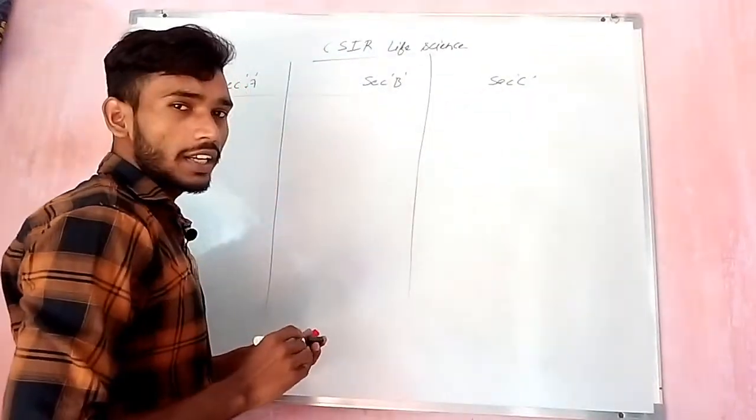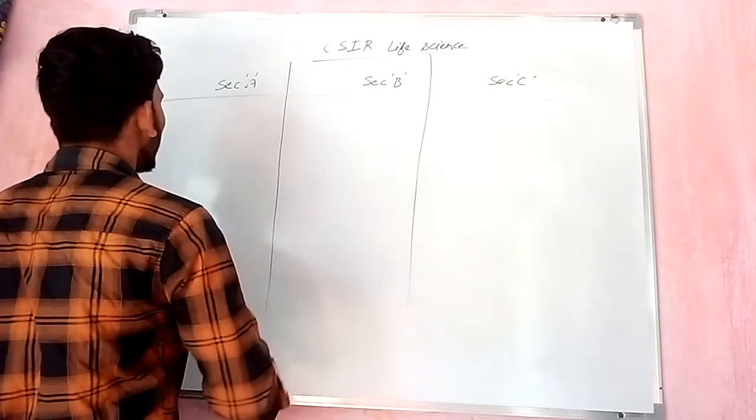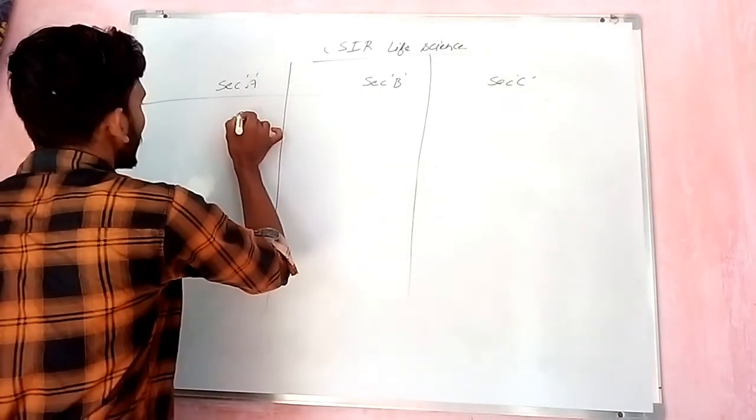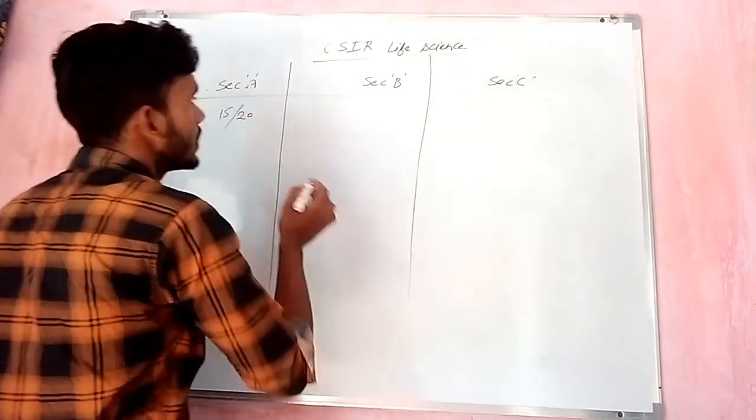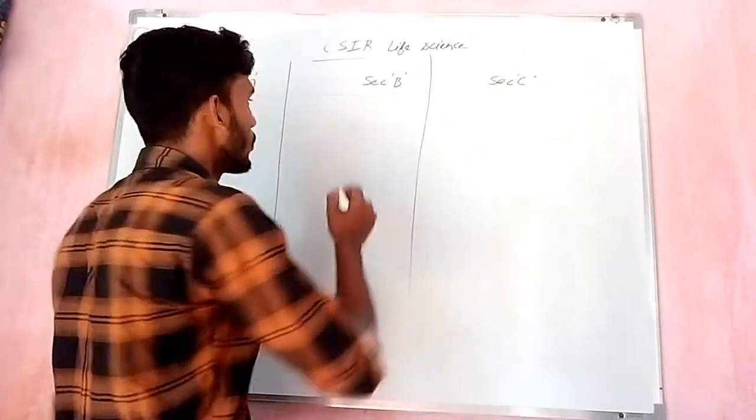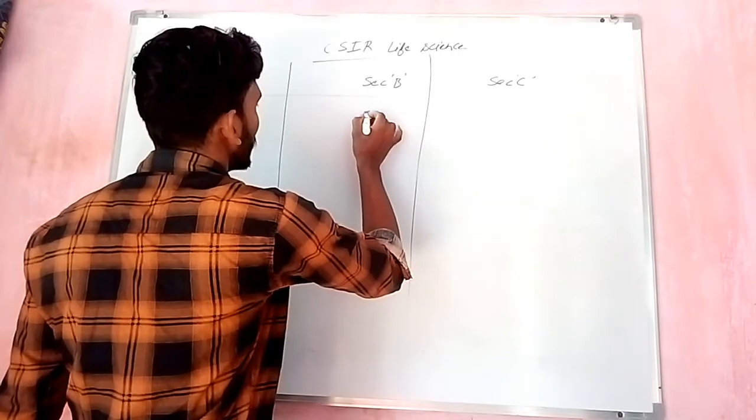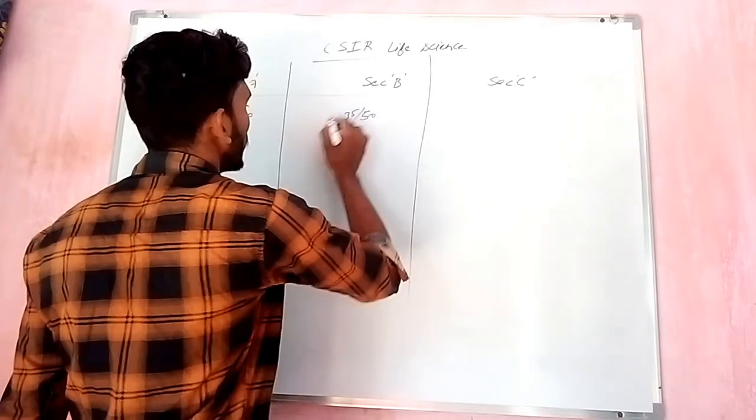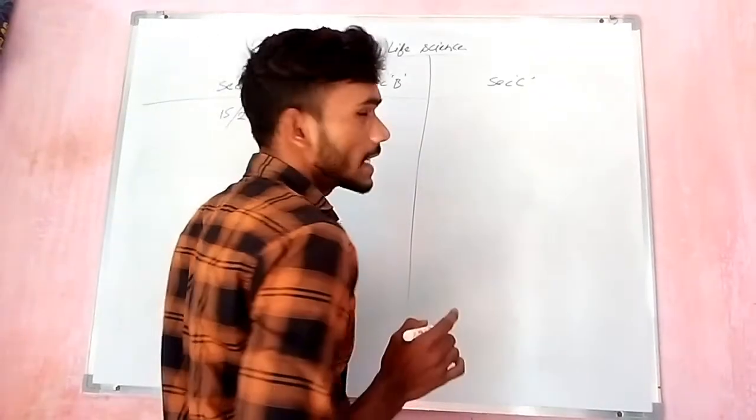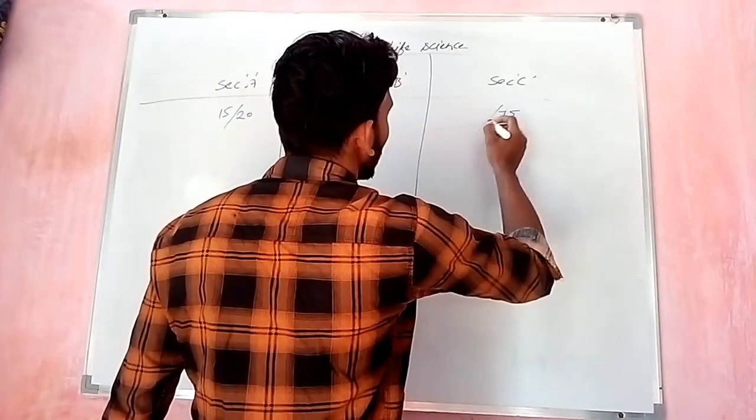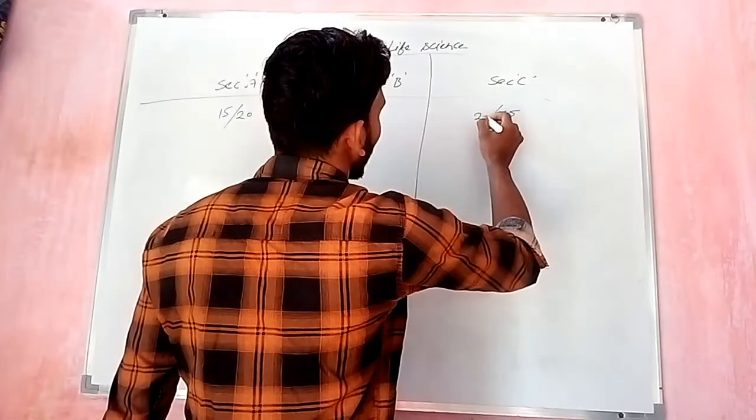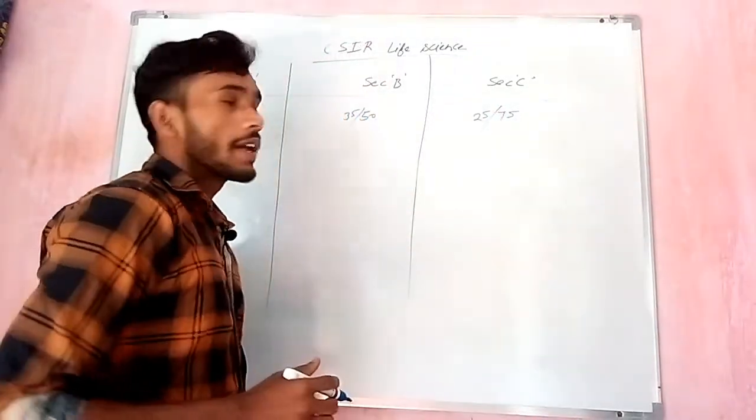In section A, the total number of questions is 20, but we have to attempt 15 out of 20. In section B, the total number of questions is 50, but we have to attempt 35 out of 50. In section C, the total number of questions is 75, but we have to attempt 25 out of 75.